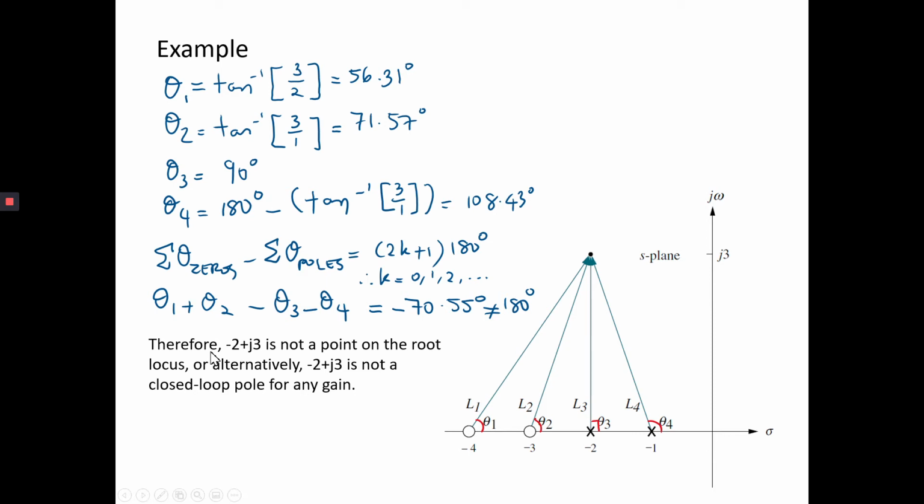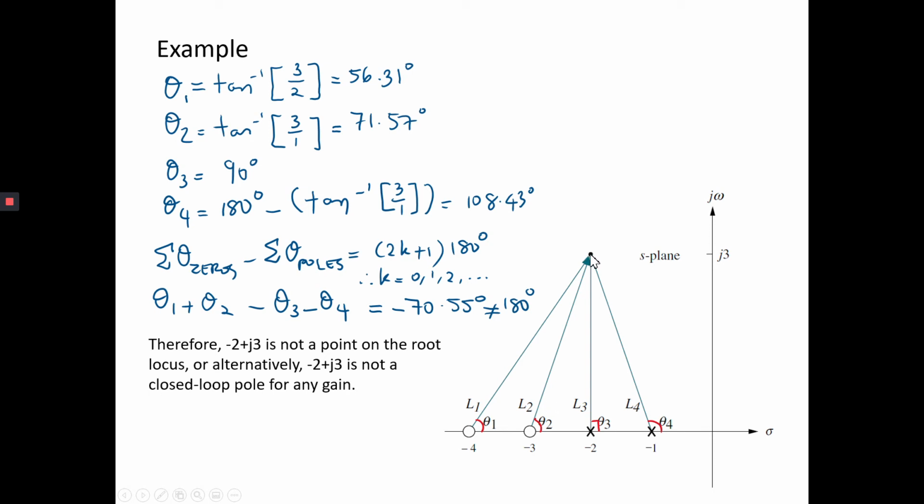Okay, next, given in the question, for example, a point negative 2 plus j3. We draw it in the same pole zero map. We need to check whether this point, negative 2 plus j3, is a pole of the closed loop system by varying the gain k. To check this, we need to prove whether the angle is an odd multiple of 180 or not. If it is equal to 180, this point is part of the root locus of the system. But if it is not equal to 180, this point is not part of the root locus. Okay, how to determine using this equation?